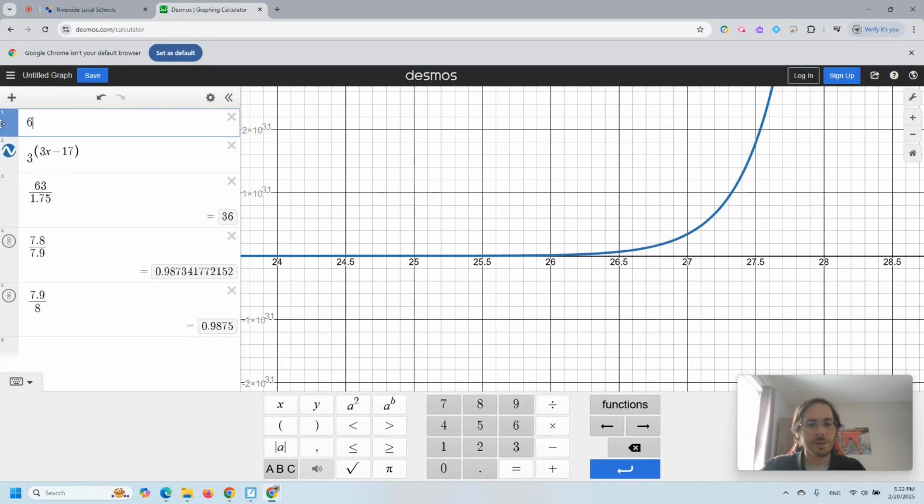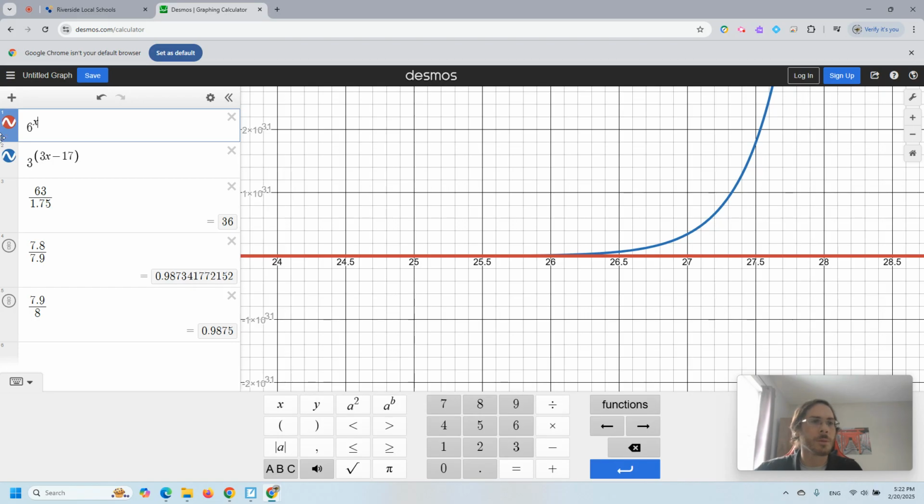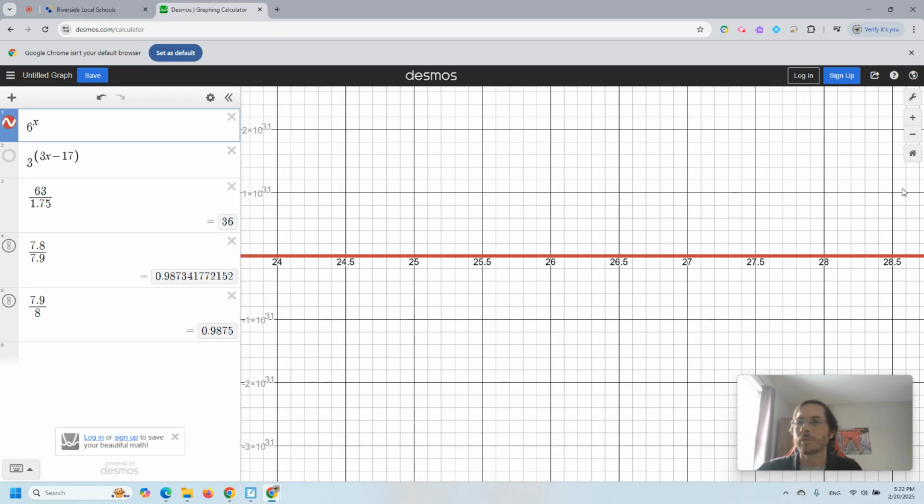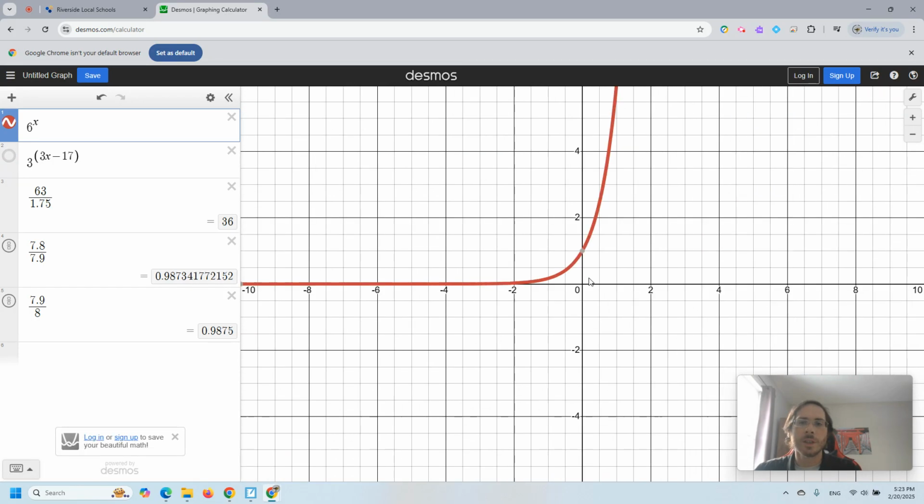So we'll do 6 to the x power. I'm going to get rid of the blue line, and I'm going to go back home. And we can see, yeah, we're getting pretty close to 0, but we're not touching.